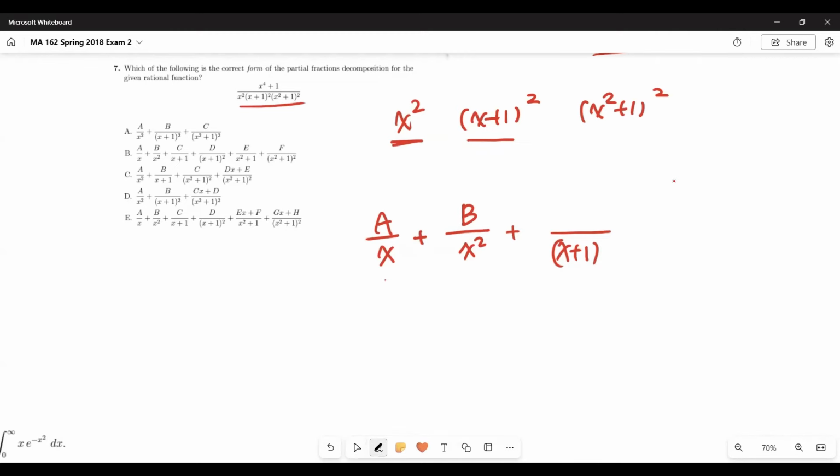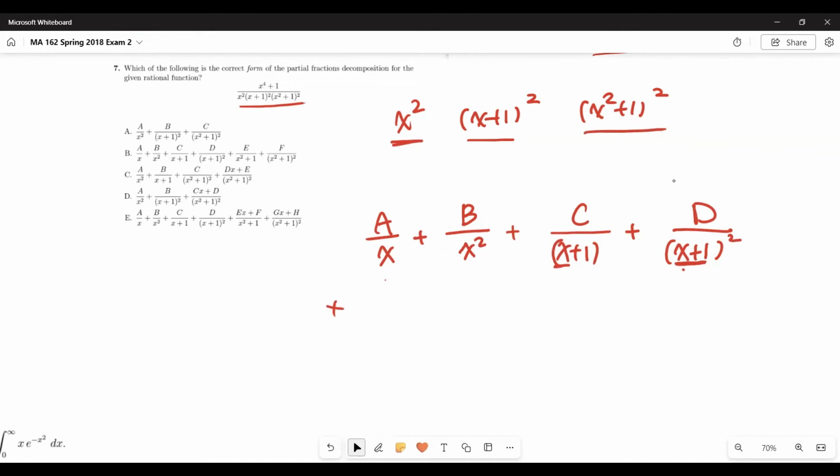And then since x plus 1 is a power of 1, the numerator will be the power of the denominator minus 1, so 0 power, meaning it's going to be just constant c. And then d will be for the repeating value, x plus 1 squared. Since it's a repeating value, it still follows the x plus 1 power. So power 1 minus 1 is 0, so the constant d comes.